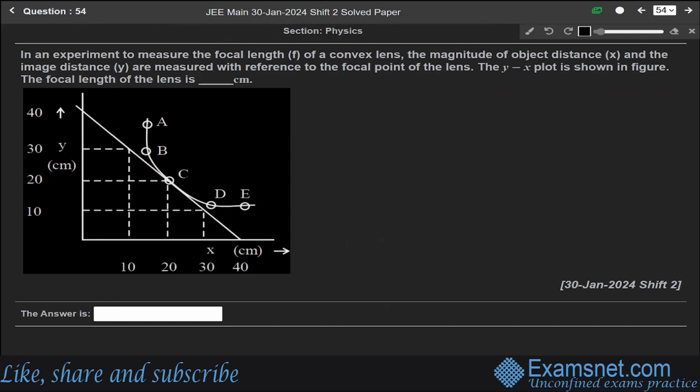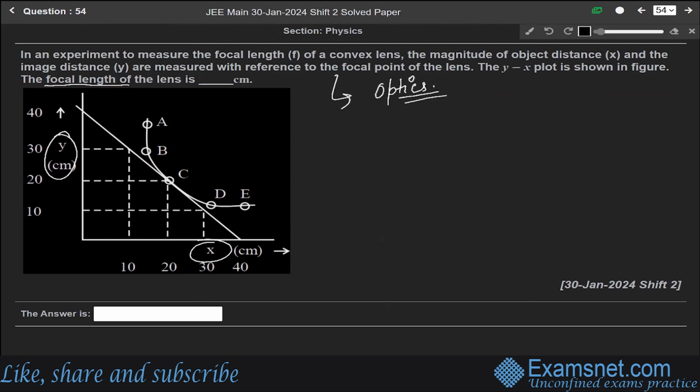Now next, question 54. In an experiment to measure the focal length f of a convex lens, the magnitude of the object distance x and the image distance y are measured with reference to the focal length. Okay, the y-x plot is shown in the figure. We have to find the focal length. So this question is from the chapter of optics.